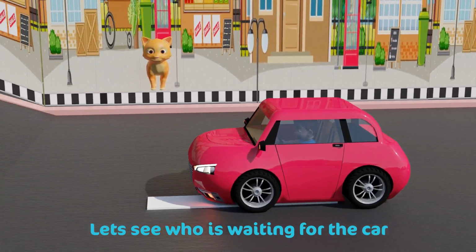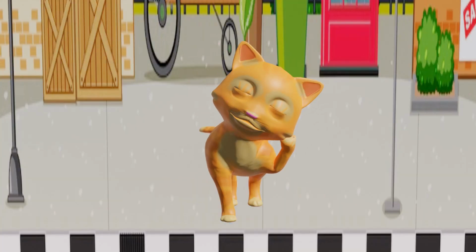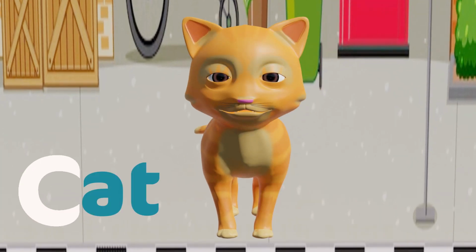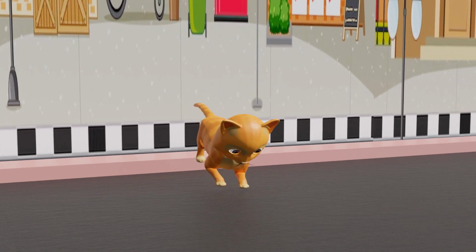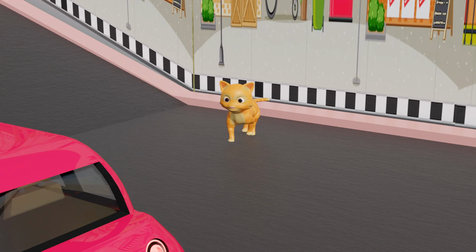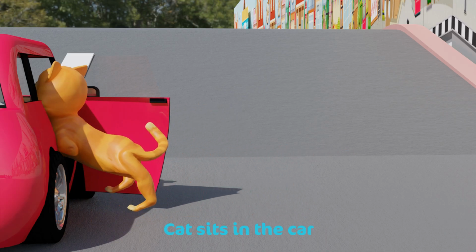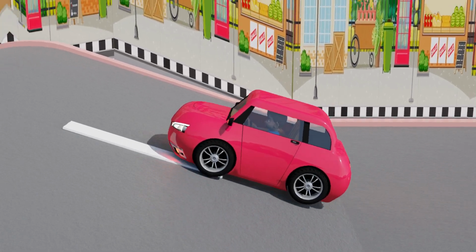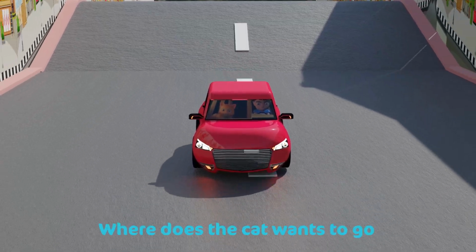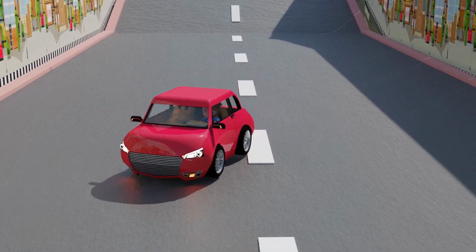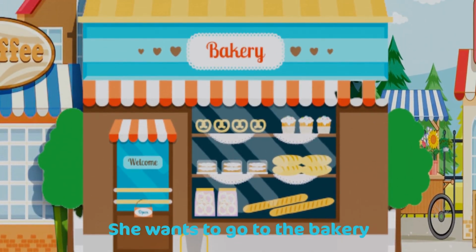Let's see who is waiting for the car. It's the cat. Cat starts with the letter C. Cat sits in the car. Where does the cat want to go? She wants to go to the bakery.